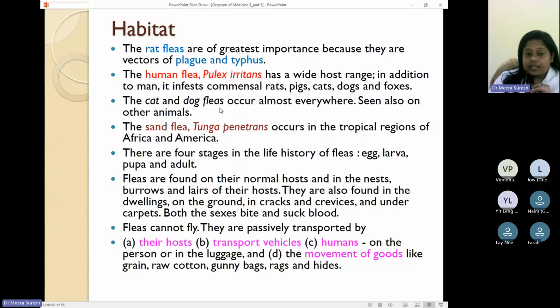The cat and dog fleas occur almost everywhere, but are also seen in other animals. The sand flea, Tunga penetrans, occurs in the tropical regions of Africa and America. They also go through four stages in the life history. Fleas are found on their normal host and in the nest, burrow, and lairs of their host. They are also found in the dwellings, on the ground, in cracks and crevices, and under carpets. Both the sexes bite and suck the blood.